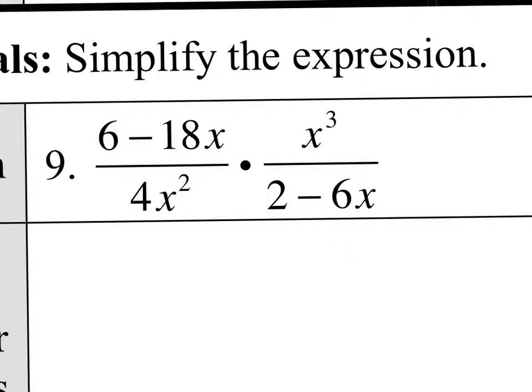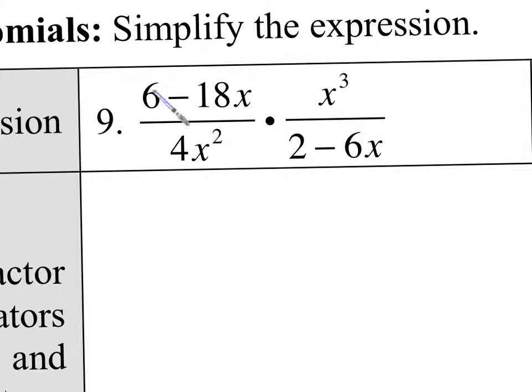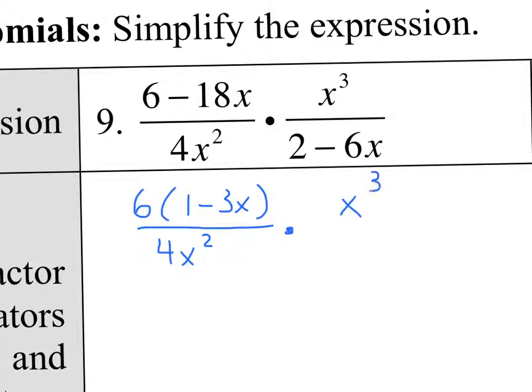So we still have to follow the same rules. We're going to factor. We're going to reduce accordingly. So the first thing here, I notice that in this binomial, I can factor out a 6 from both terms. So I'm going to rewrite that to be 6 times 1 minus 3x. The denominator I'm going to leave as is because technically it's factored, not prime factored, just because it's in multiplication form. The x cubed I'll leave as is. And then this denominator I can factor out a 2, so I can GCF out a 2 to get 2 times 1 minus 3x.